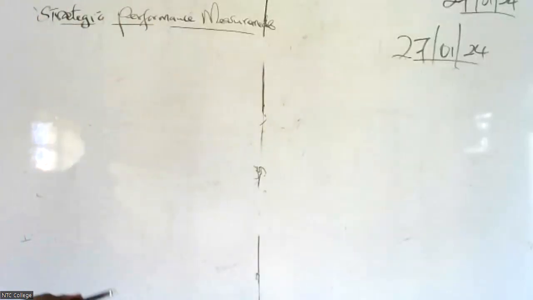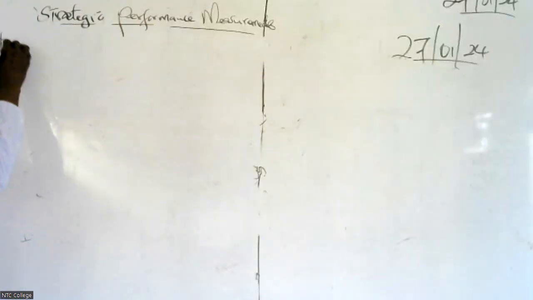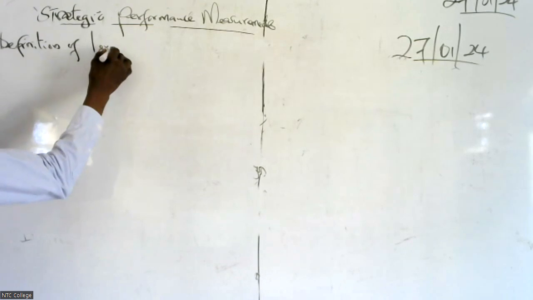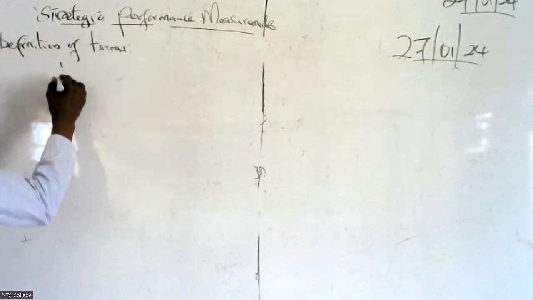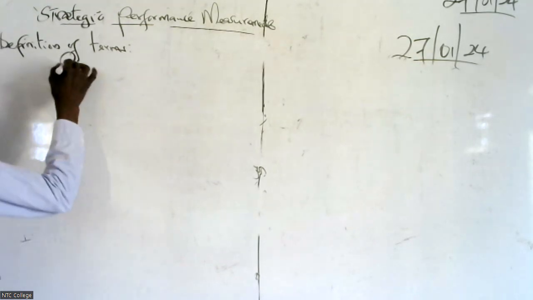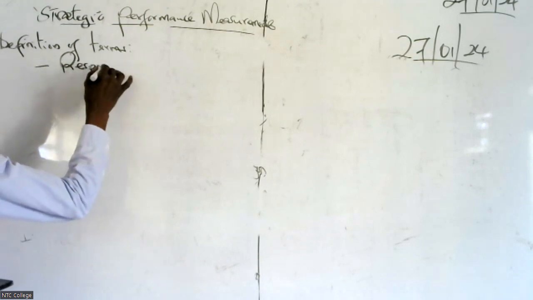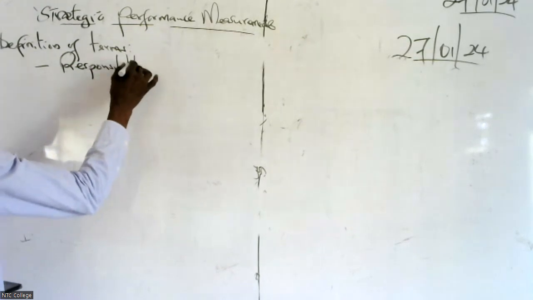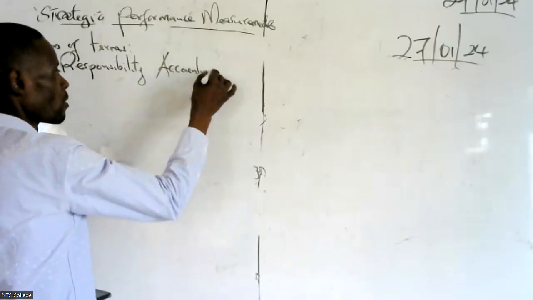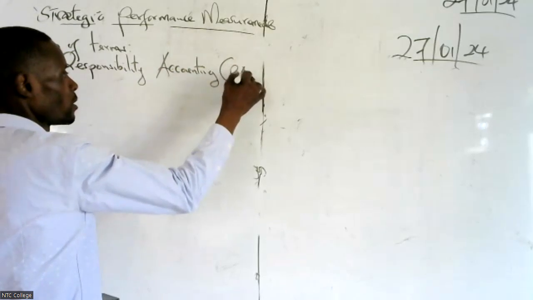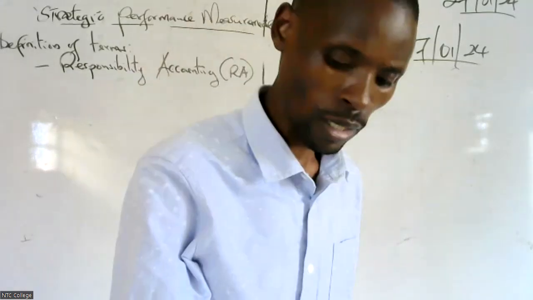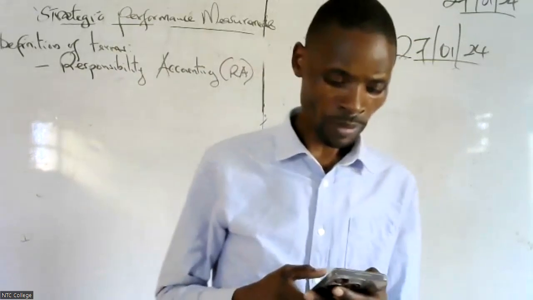Then we start with the first definition, which is the definition of terms. We have responsibility accounting, which is RA. You can just have a small summary.